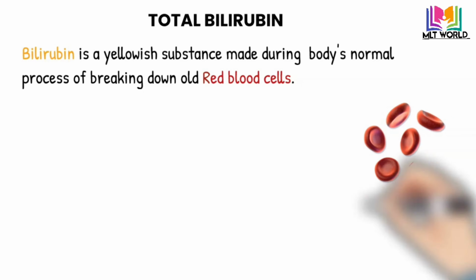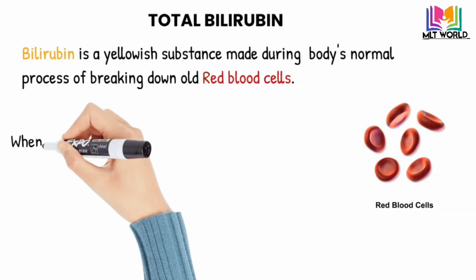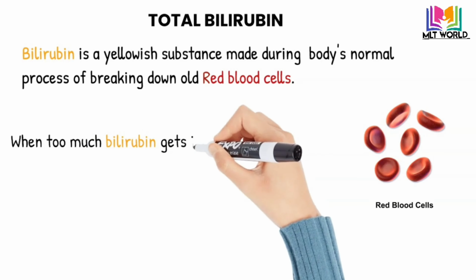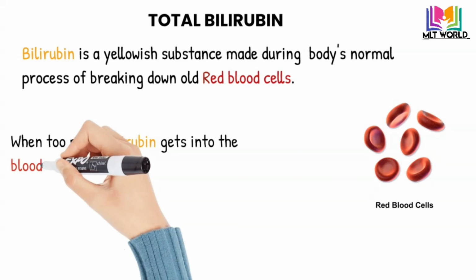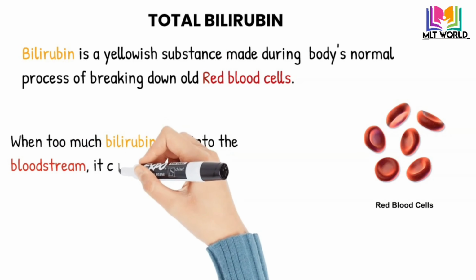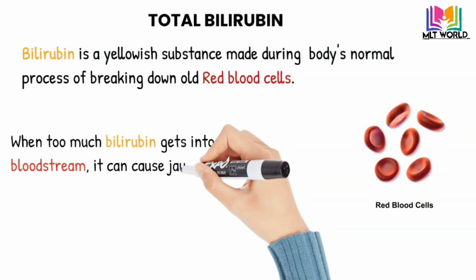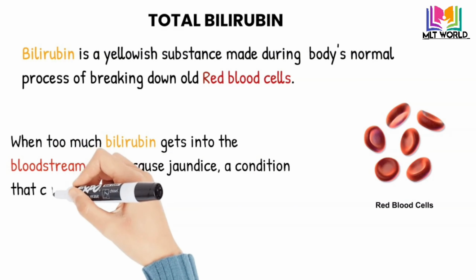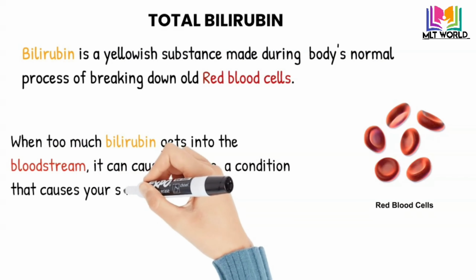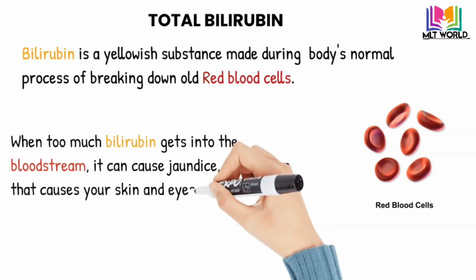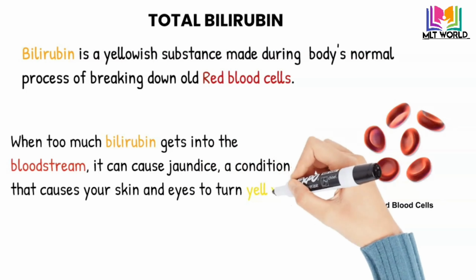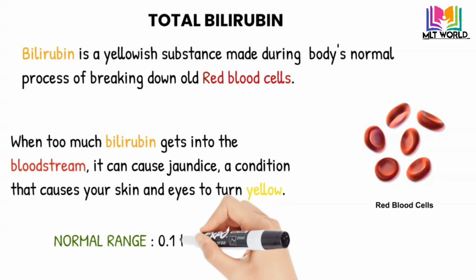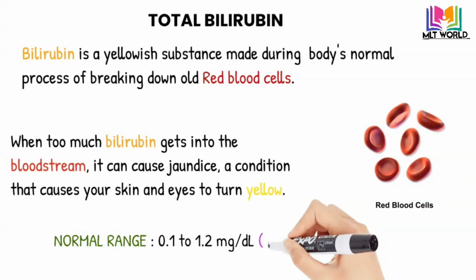Elevated levels of bilirubin, that is called jaundice, might indicate liver damage or disease or certain types of anemia. So when too much bilirubin gets into the bloodstream, it is called jaundice, a condition that causes skin and eyes to turn yellow. Normal bilirubin level is 0.1 to 1.2 milligram per dl, and in micromole 1.71 to 20.5 micromole per liter.